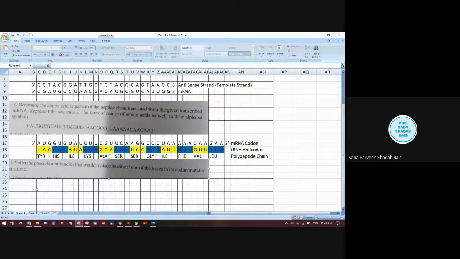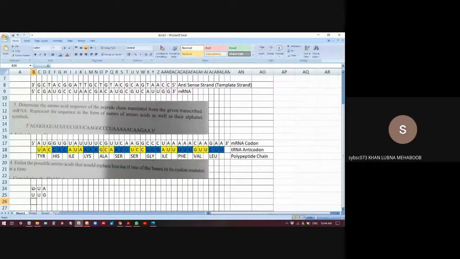That is UAA, right? Sorry, UUA. UUA and UUG. See, students, you check the page number 66 where I have given you all the possible codes for the amino acid. So how many codes are there? UUA, then we have the UUG.